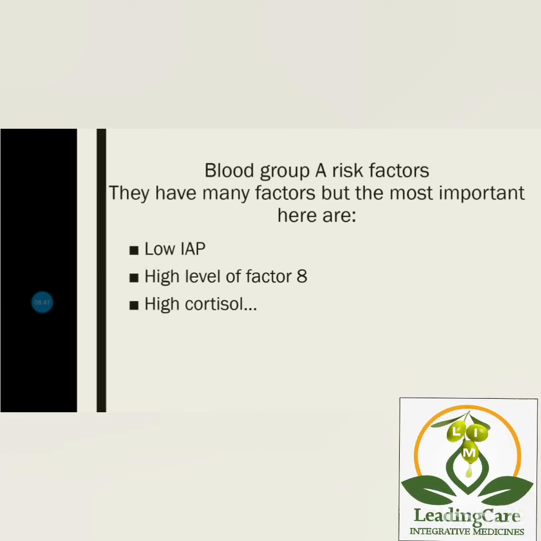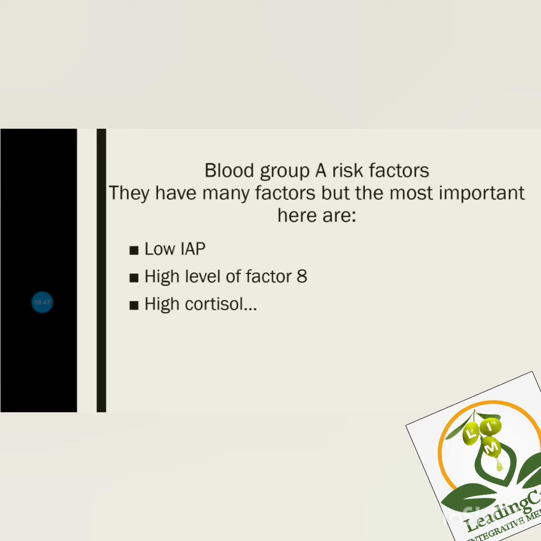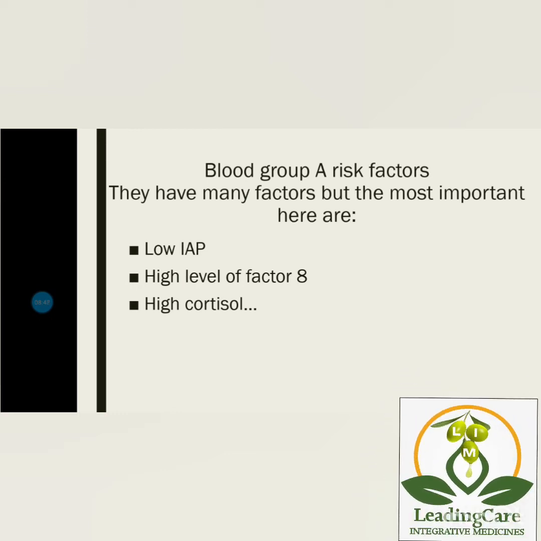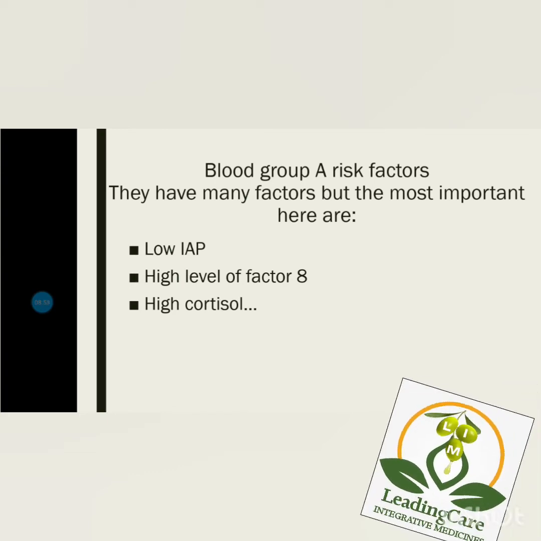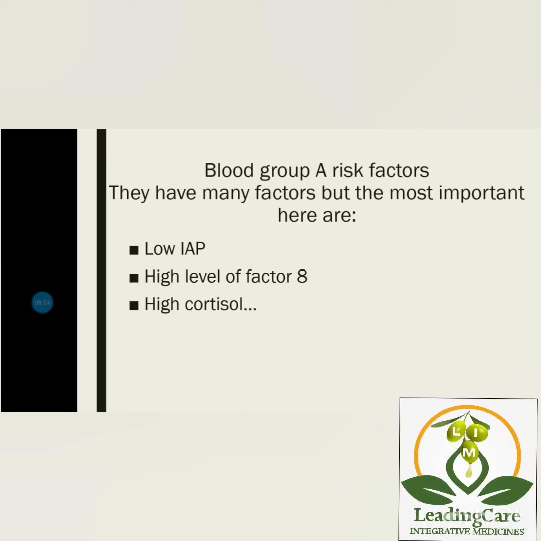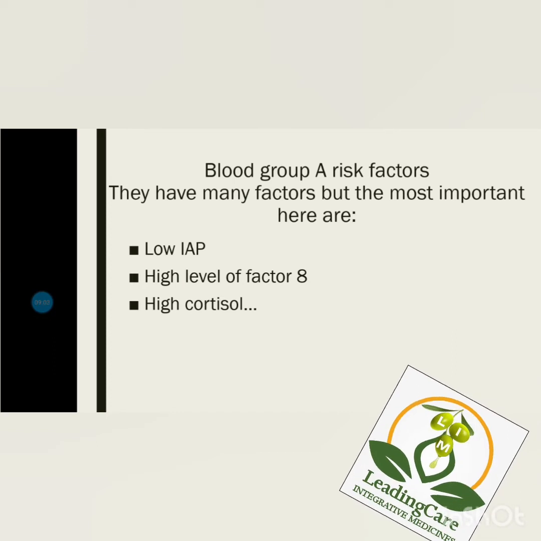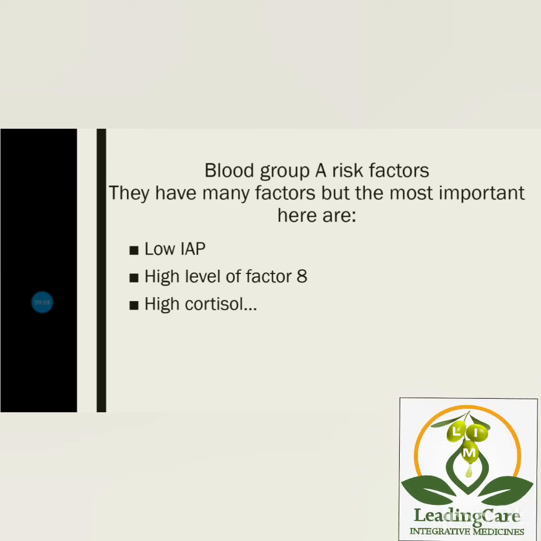Blood group A. Blood group A has many risk factors, but among them we have low IAP, intestinal alkaline phosphatase. They have a problem with these enzymes in their intestine. That is why they say one man's meat is another man's poison. They have a problem with meat.